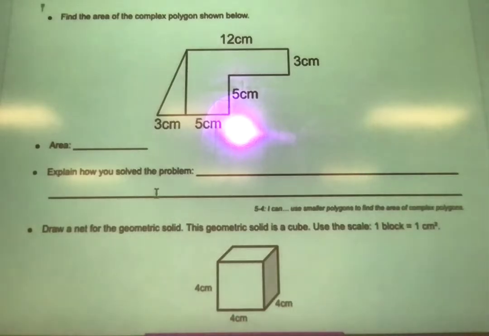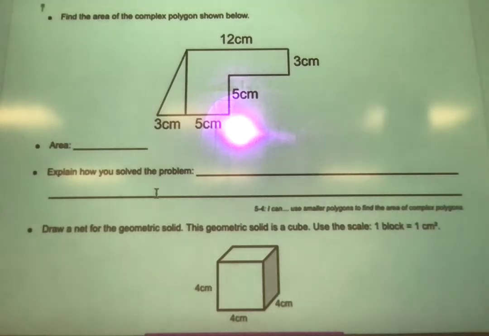All right, we're going to go ahead and run through CFA for 5.4 to 5.5. Again, make sure you be copying down these answers and listen to the review for this assignment. So on the first part, we're going to find the area of this complex polygon that's shown below here.